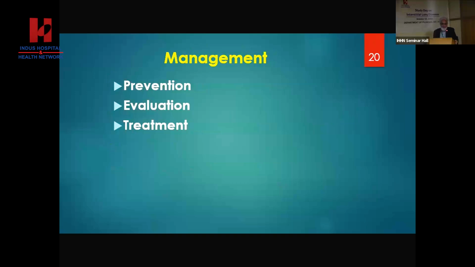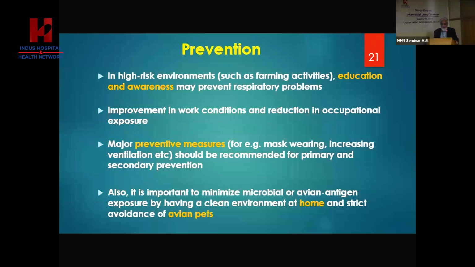In management, prevention is a very important measure. In high-risk environments, education and awareness should be given as much as possible. Improvements in work conditions and reduction in the occupational exposure. Preventive measures like masking, proper ventilation, but most importantly, minimize the microbial or avian antigen exposure by having a clean environment at home and strict avoidance of avian pets.